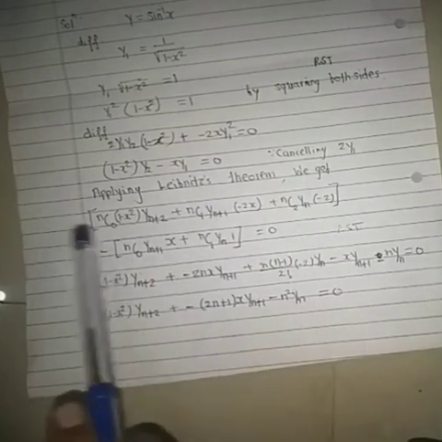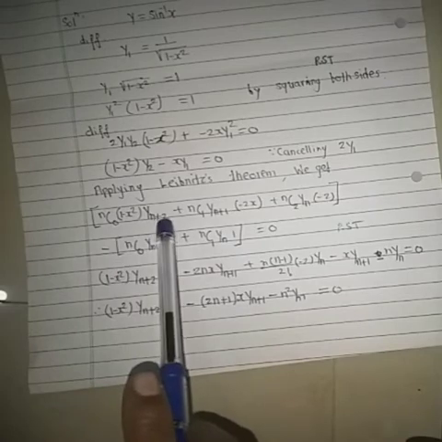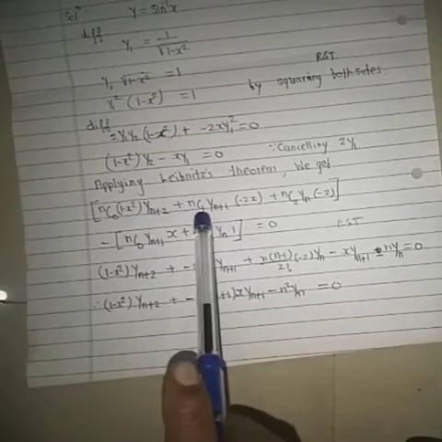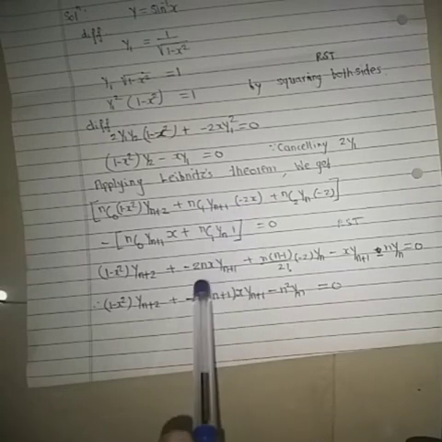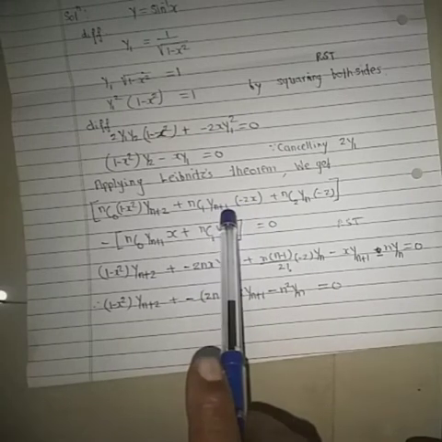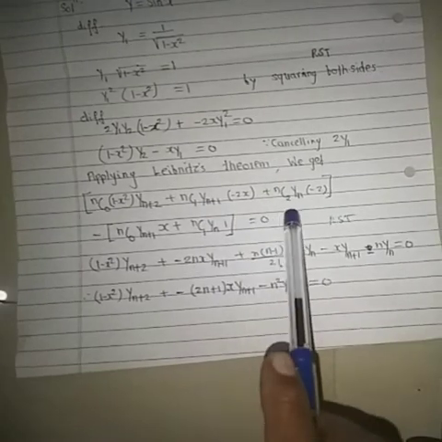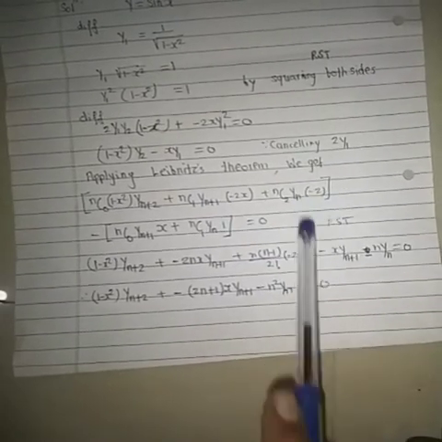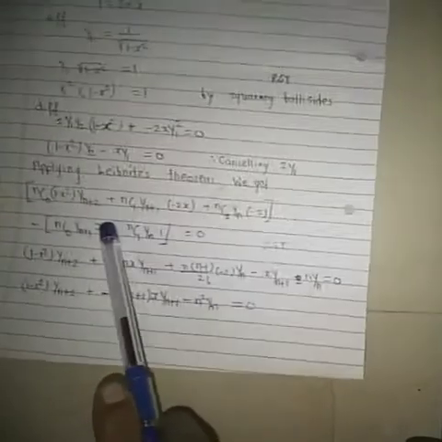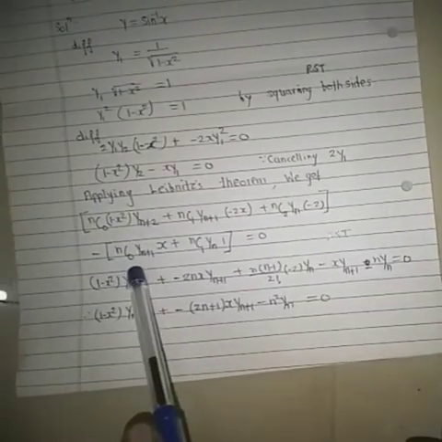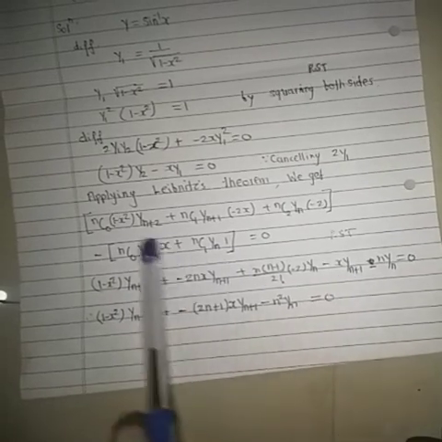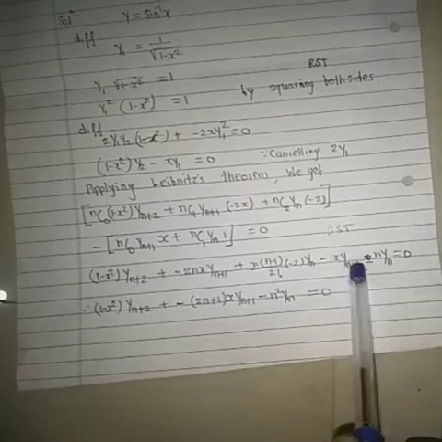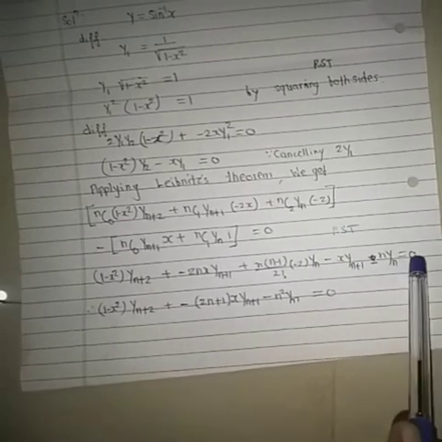After simplifying this, nC0 is 1, so that we get (1 minus x squared) y_(n+2) plus nC1 is n, so that we get minus n times 2x y_(n+1) plus nC2 is n(n minus 1)/2 factorial into minus 2 y_n, minus nC0 is 1, so that minus x y_(n+1) plus nC1 is n, so that we get minus y_n equal to 0.